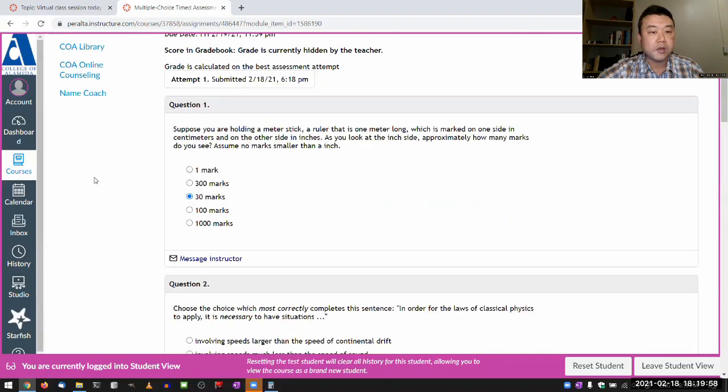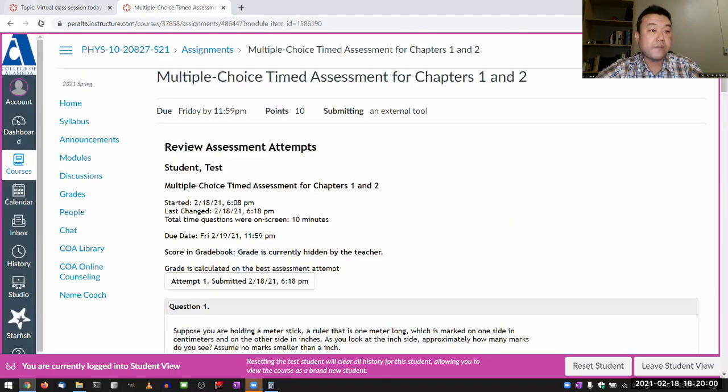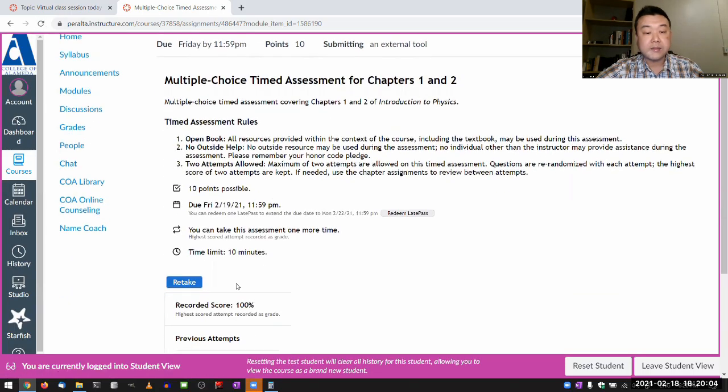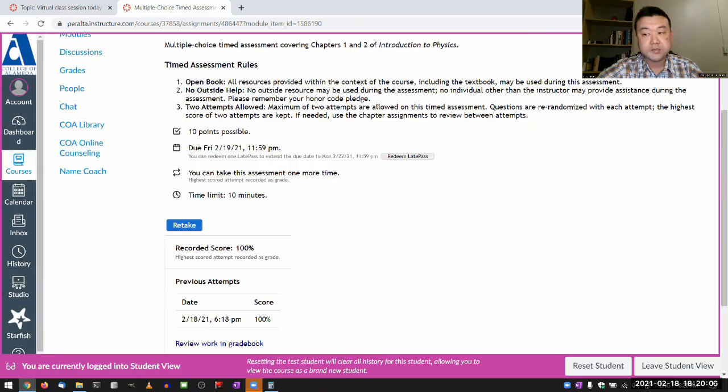With a multiple choice timed assessment, you do get 2 attempts. So if you get a score and you don't like it, then you can reattempt, and the system will keep the best score. Once you get 100% or 80%, you don't have any danger of losing that position.